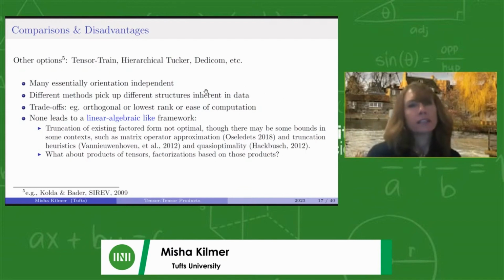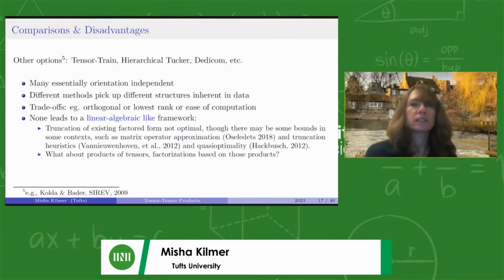And again, these different methods will pick up different structures that are inherent in the data or the operators where they're used. In the CP decomposition, the rank can actually exceed any one of the 3 dimensions, and you don't get orthogonal factors. So you might not want to use CP when you could use HOSVD. There are just various trade-offs.